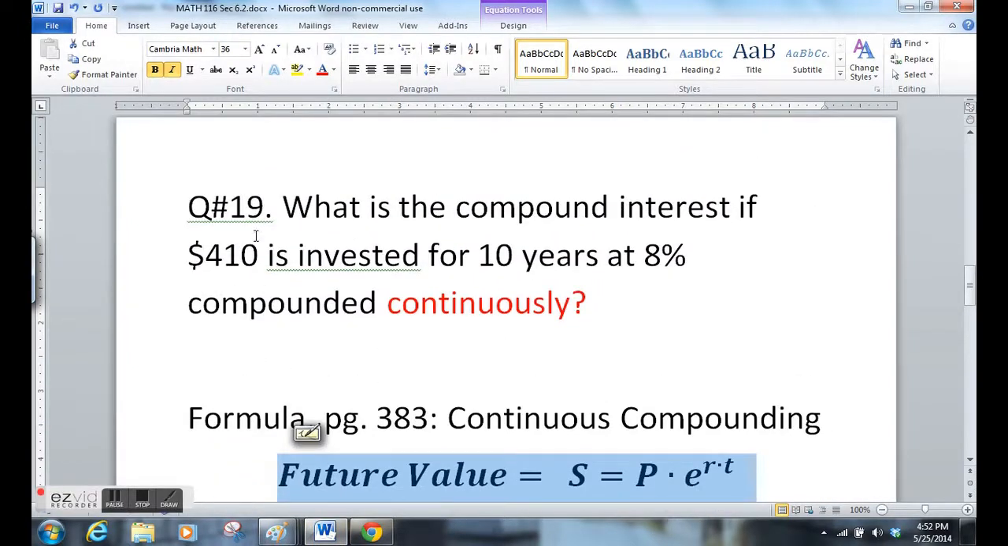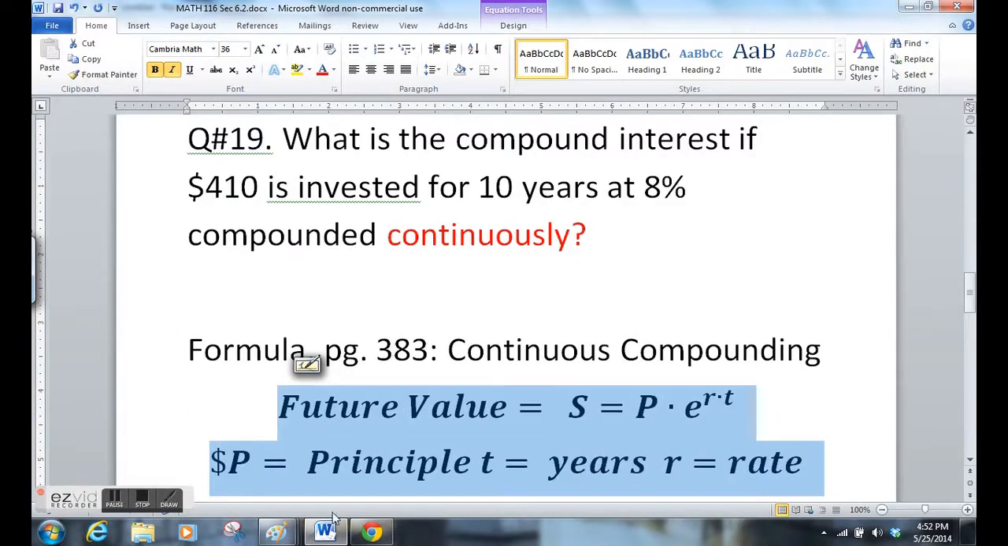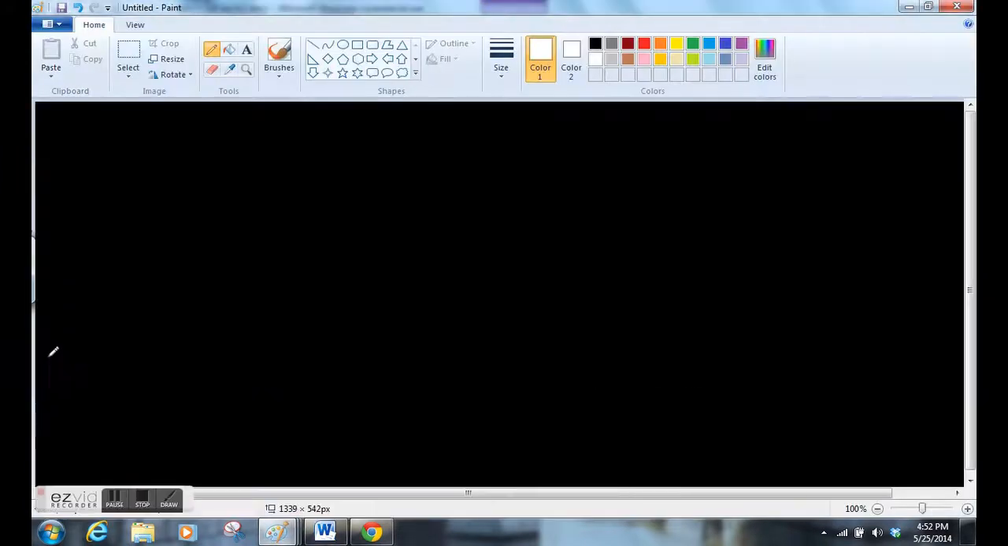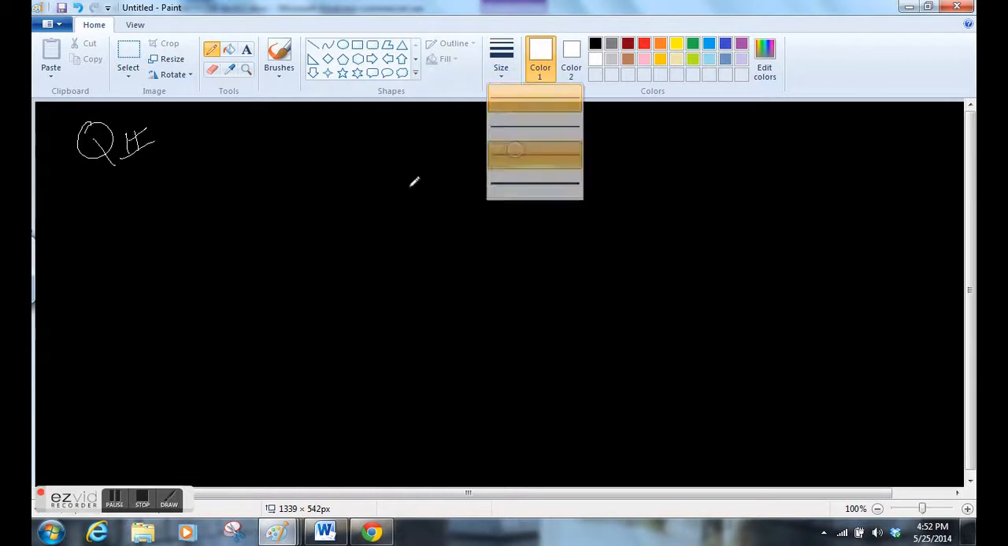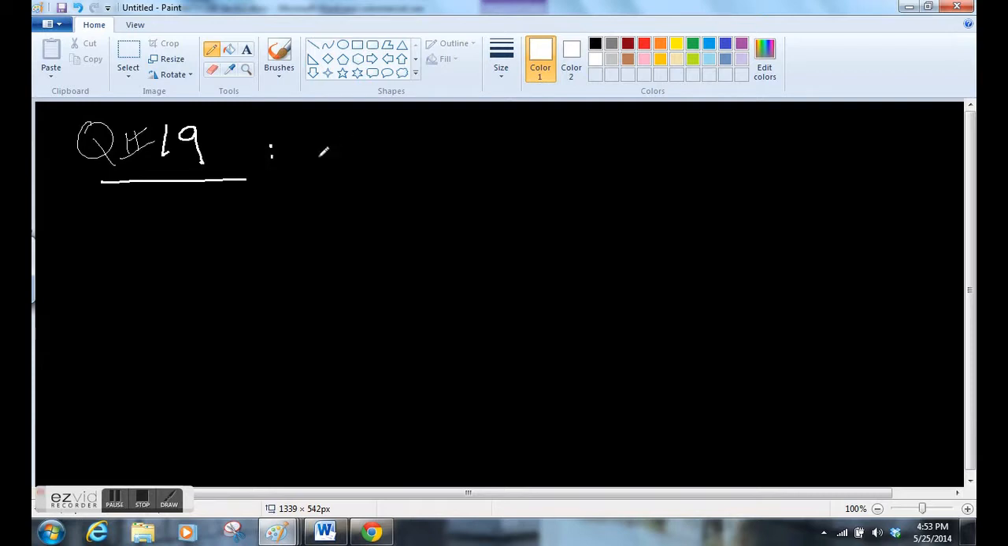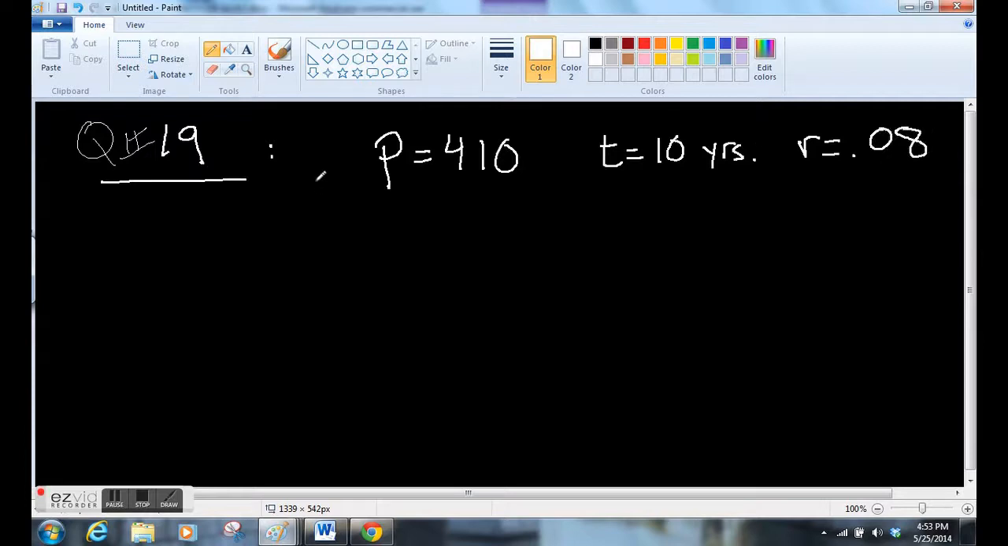Oh, it was this one. Question 19. What is the compound interest? $410, 10 years, 8% compounded continuously. So here's how we're going to use it. Here's question number 19. We have P, our principal, is $410. T, our time, is equal to 10 years. In these, it's always in terms of years. And R, the annual interest rate, is 0.08. So this one is compounding continuously. It's just constantly adding to itself.